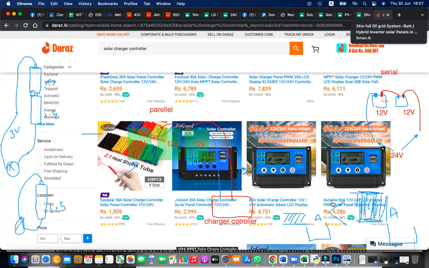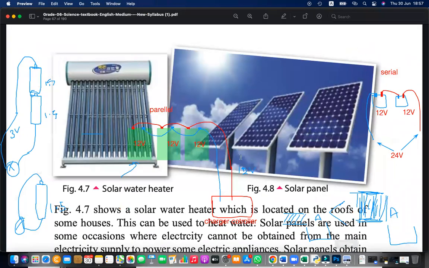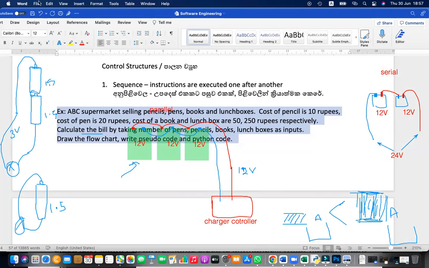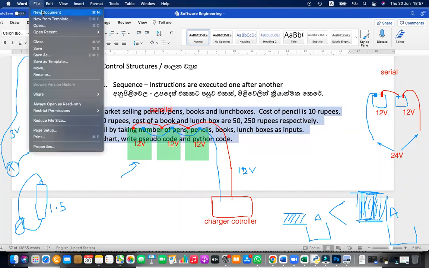Right. What's the first thing that we need? The first thing that we need is, yes, a solar panel. What is the second thing that we need?